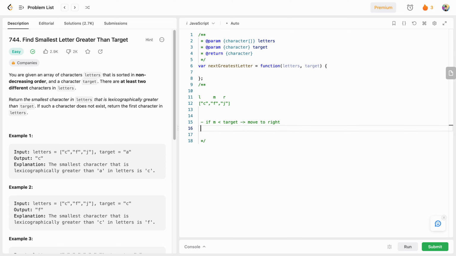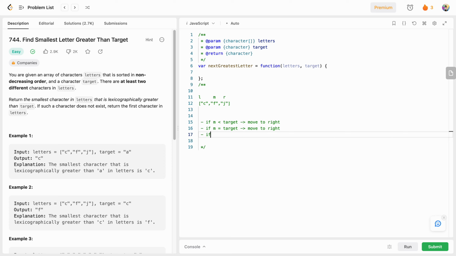All right, now what if the middle value is equal to target? We are still moving to the right when the middle value is equal to target, because our goal is to find the smallest character lexicographically greater than target, right? So if we found the character which is equal to target, it means that there is a character greater than the target towards its right. So that is why we need to move to the right again.